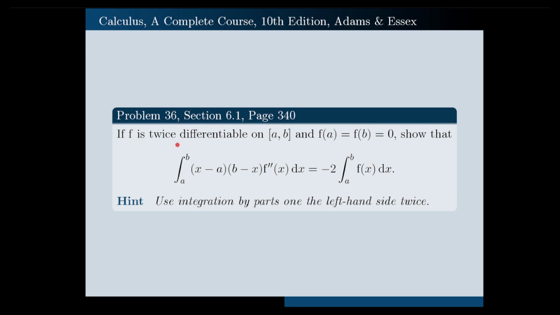If f is twice differentiable on the interval a to b, and f of a equals f of b equals 0, show that the integral from a to b of (x minus a) times (b minus x) times f double prime of x dx equals minus 2 times the integral from a to b of f of x dx.